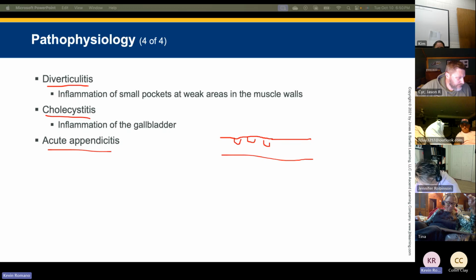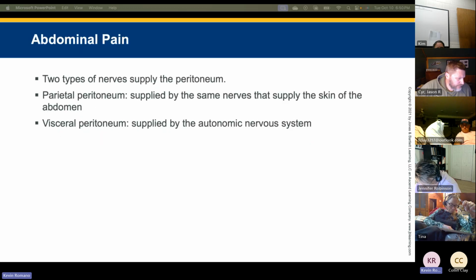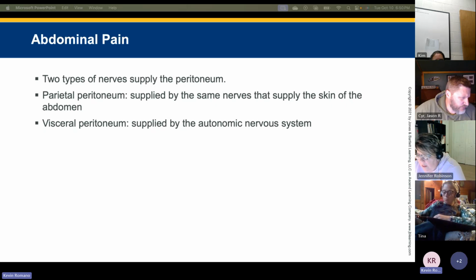We're about to slide 24 now, 25 now. So abdominal pain, there's two different types of nerves that supply the peritoneum. The parietal peritoneum is supplied by the same nerve that supplies the skin of the abdomen. This can easily identify and localize a point of irritation. So visceral peritoneum is supplied by the autonomic nervous system. Okay.